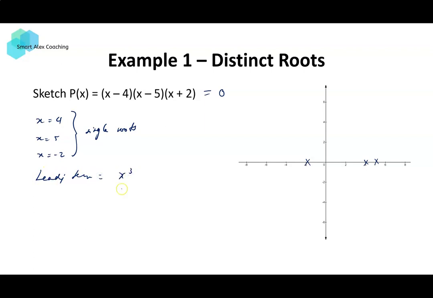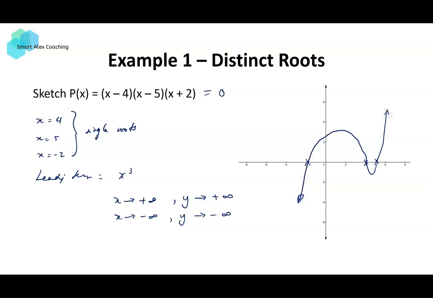Looking at the leading term of this polynomial, it is going to be x cubed. What that means is as x approaches positive infinity, y will also approach positive infinity. As x approaches negative infinity, y also approaches negative infinity as well. Putting all this information together, this is what my curve is going to look like, cutting at 5, again at 4, and again at minus 2. And as you can see, as x approaches positive infinity, y approaches positive infinity as well. As x approaches negative infinity, y also approaches negative infinity.